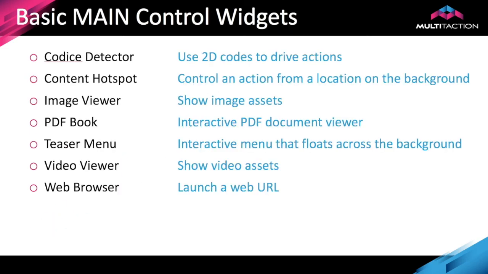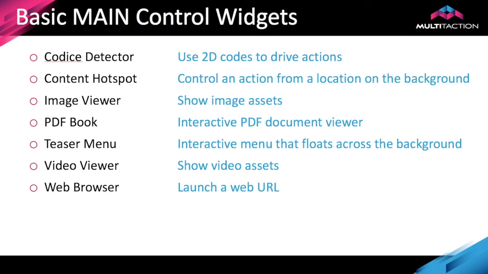If we think about the structure of the application, this is an example of the basic control widgets. There are a large number of widgets available within the application, but these are the ones that are most commonly used. The codec detector, that's how we detect those 2D codes. Content hotspot, so remember in my cityscape when I touched on a building and it launched into the website, that's how you control that. An image viewer simply shows a high-res picture.